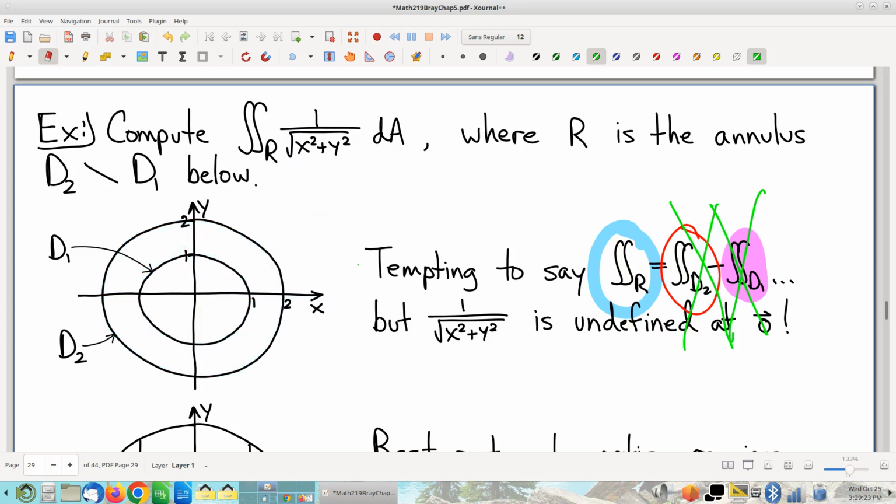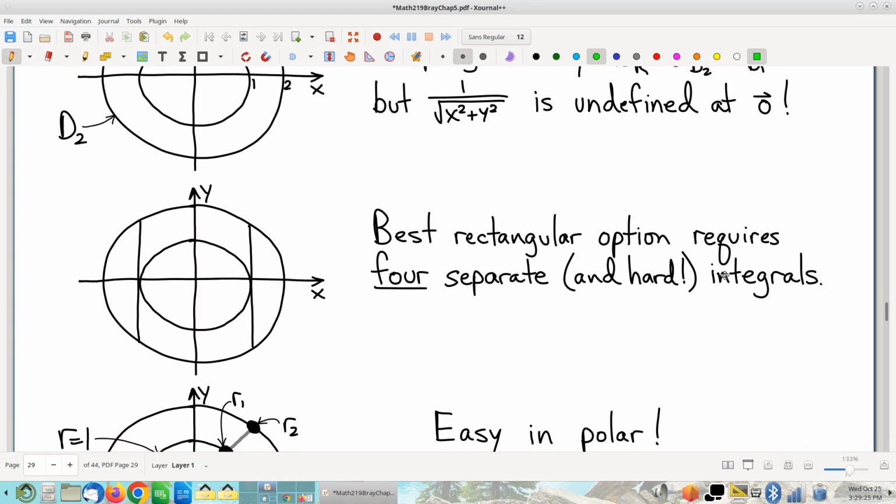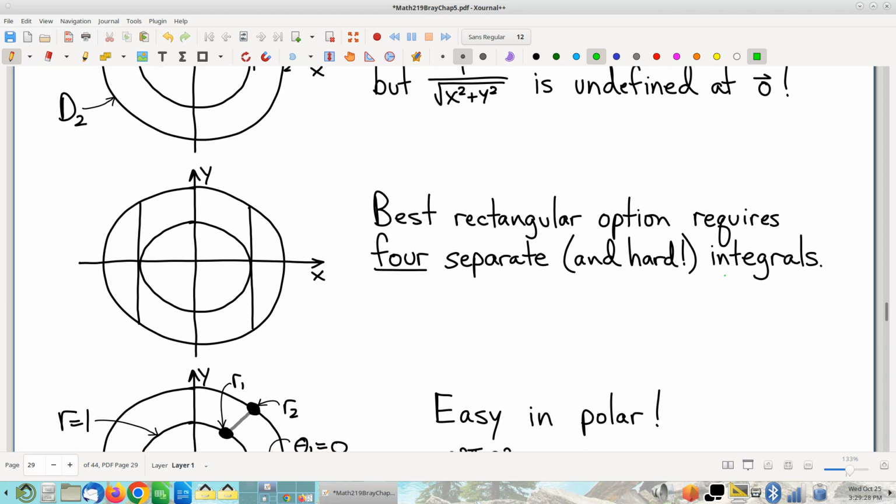Arguably a second attempt could be to slice it up in the usual rectangular way. And, of course, this is catastrophic. You'd have that region, and then this region, and then this region, and then this region, and you've got 4 separate integrals, each of which is a nightmare because it has square roots all over, just riddled with square roots. So catastrophic, don't even think about doing it that way. That's terrible.